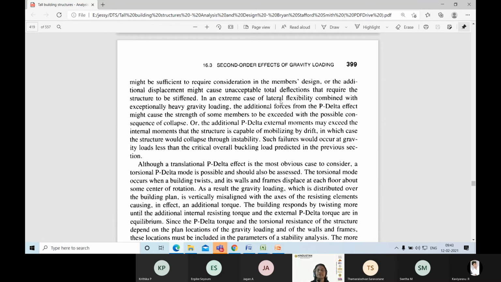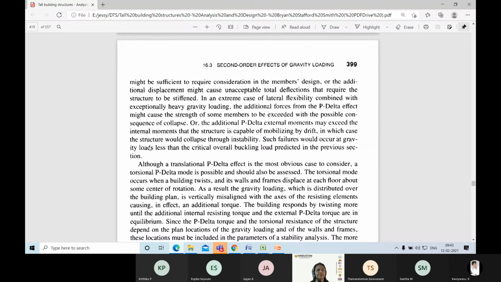So in an extreme case of lateral flexibility combined with exceptionally heavy gravity loading, the additional forces from the P delta effect might cause the strength of some of the members to be exceeded, with the possible consequence of collapse. That is why it has to be taken into consideration. Or the additional P delta external moments may exceed the internal moments that the structure is capable of mobilizing by drift, in which case the structure would collapse through instability. So if the P delta effect is not considered, the instability will lead to the collapse of the structure.